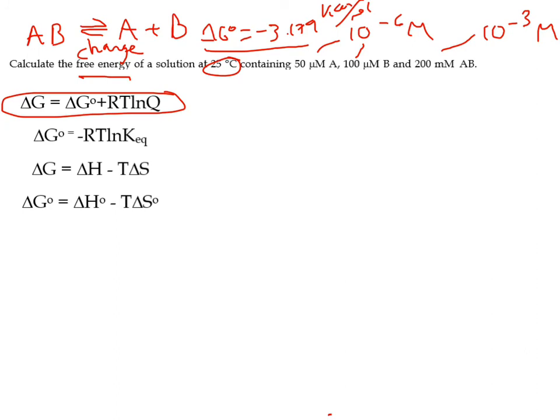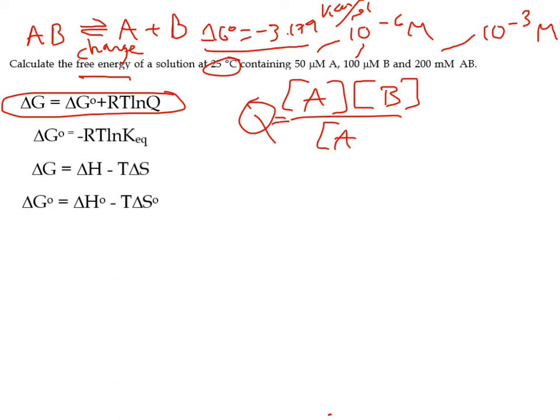So do you remember what we said about Q in the last video? Q is our concentration of products. So in this case, it'll be A times B over reactants. In this case, we only have one reactant, AB. And in order to make this come out right, we want to convert all of these quantities into molar.